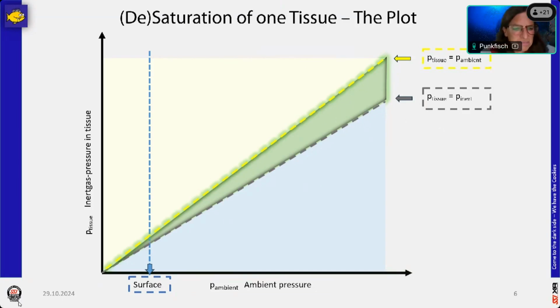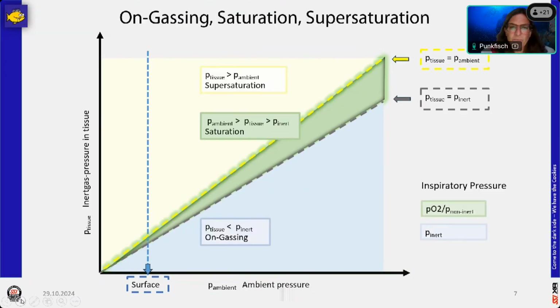So what does this mean? Let's go one plot further. When we breathe underwater, we get into a higher ambient pressure. And when we put our body into a higher ambient pressure, we breathe a gas with a higher inert gas pressure as well, with still some oxygen or some other gases that are not inert gases. There's a little bit of water vapor, for example, always.